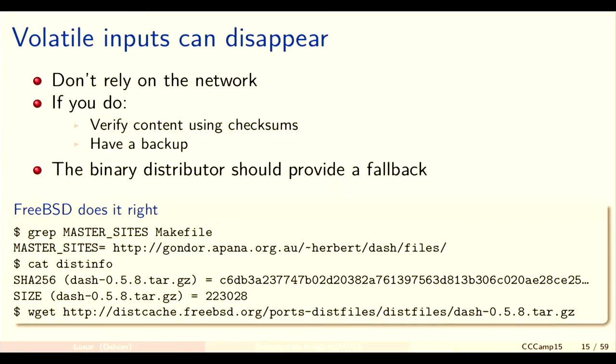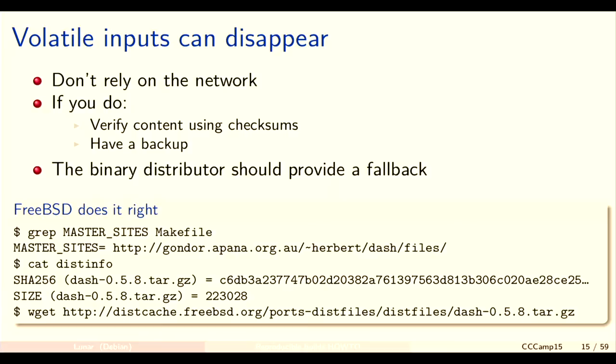I mean, inputs from the network, even if it doesn't seem like they are volatile, they are. And we have mirrors, but if you want to make sure, then it's better that your build system doesn't rely on remote data. Or if you do, two things: use checksums to make sure the content has not been modified, and keep backups.